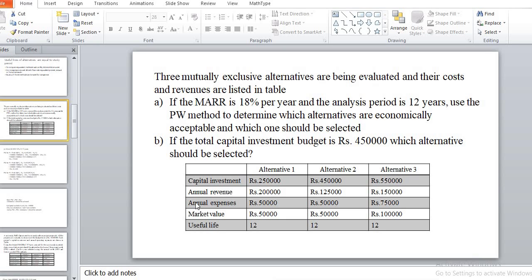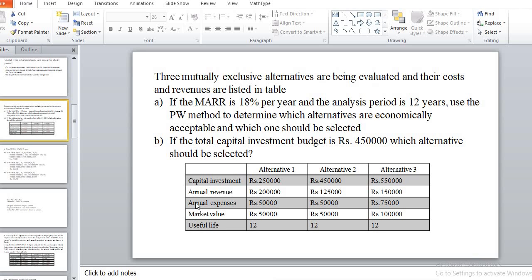Many times the useful life of each project is different. That case is called unequal interval of time, or unequal study period. In this problem, the lifespan is the same, 12 years for each project. So this is an equal interval of time, or the study period is the same for all projects.